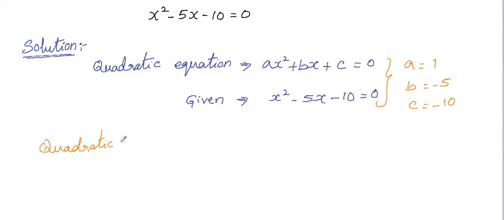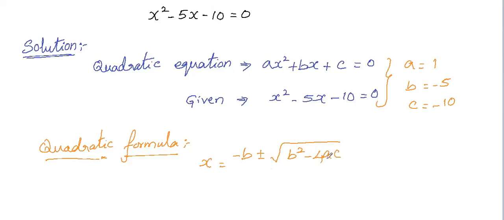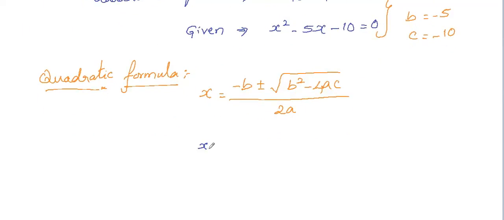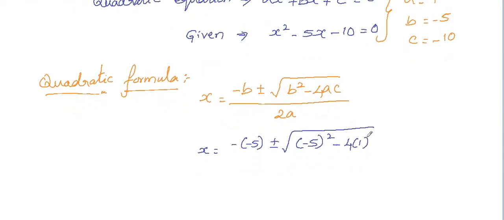Write down the quadratic formula which we are going to use here. The quadratic formula is x equals minus b plus or minus square root of b square minus 4ac, divided by 2a. Now just substitute the values into the formula and find the values of x. So minus of minus 5 plus or minus square root of b square, which is minus 5 square, minus 4a, and c value is minus 10, whole divided by 2 times 1.